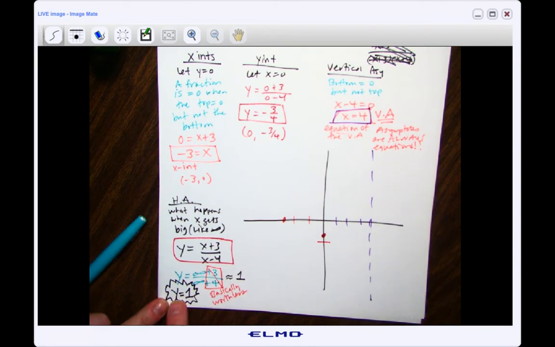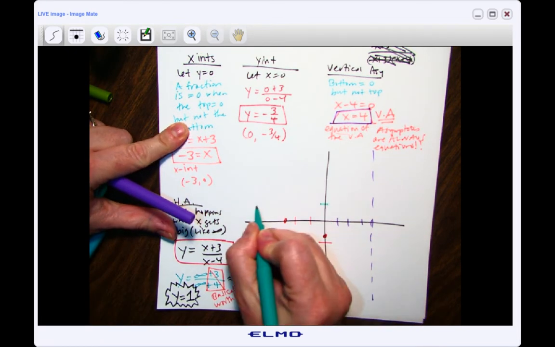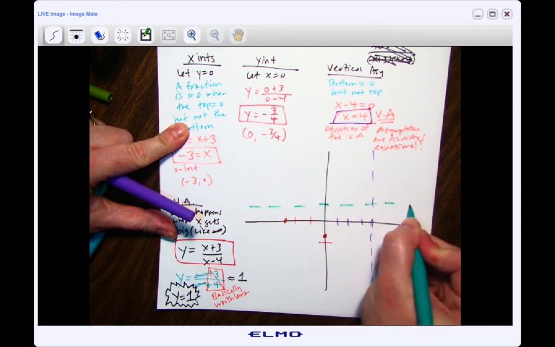My horizontal asymptote is y is equal to 1. So I'm going to draw in that line y is equal to 1, which is, of course, a horizontal line. And that's why we call it a horizontal asymptote.